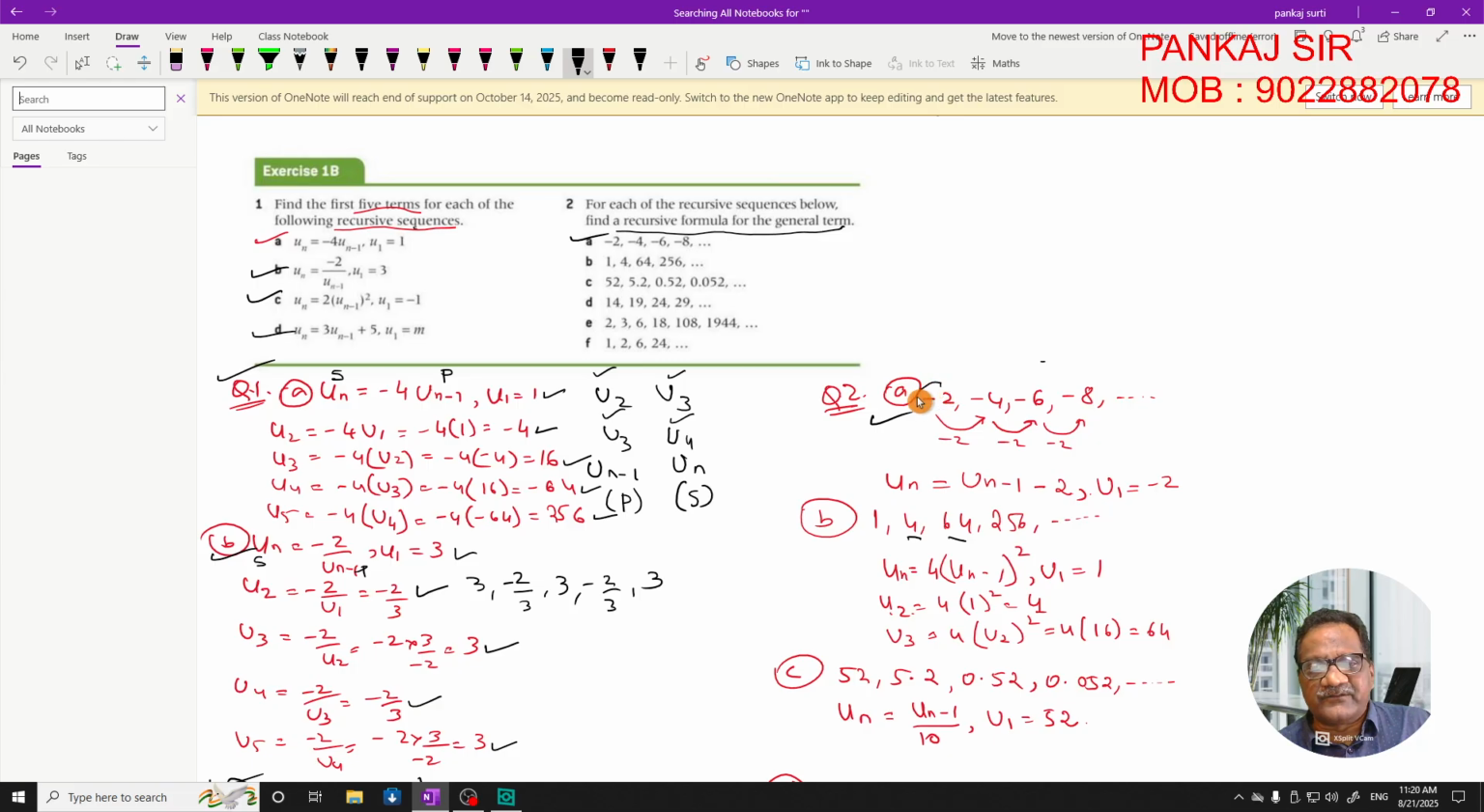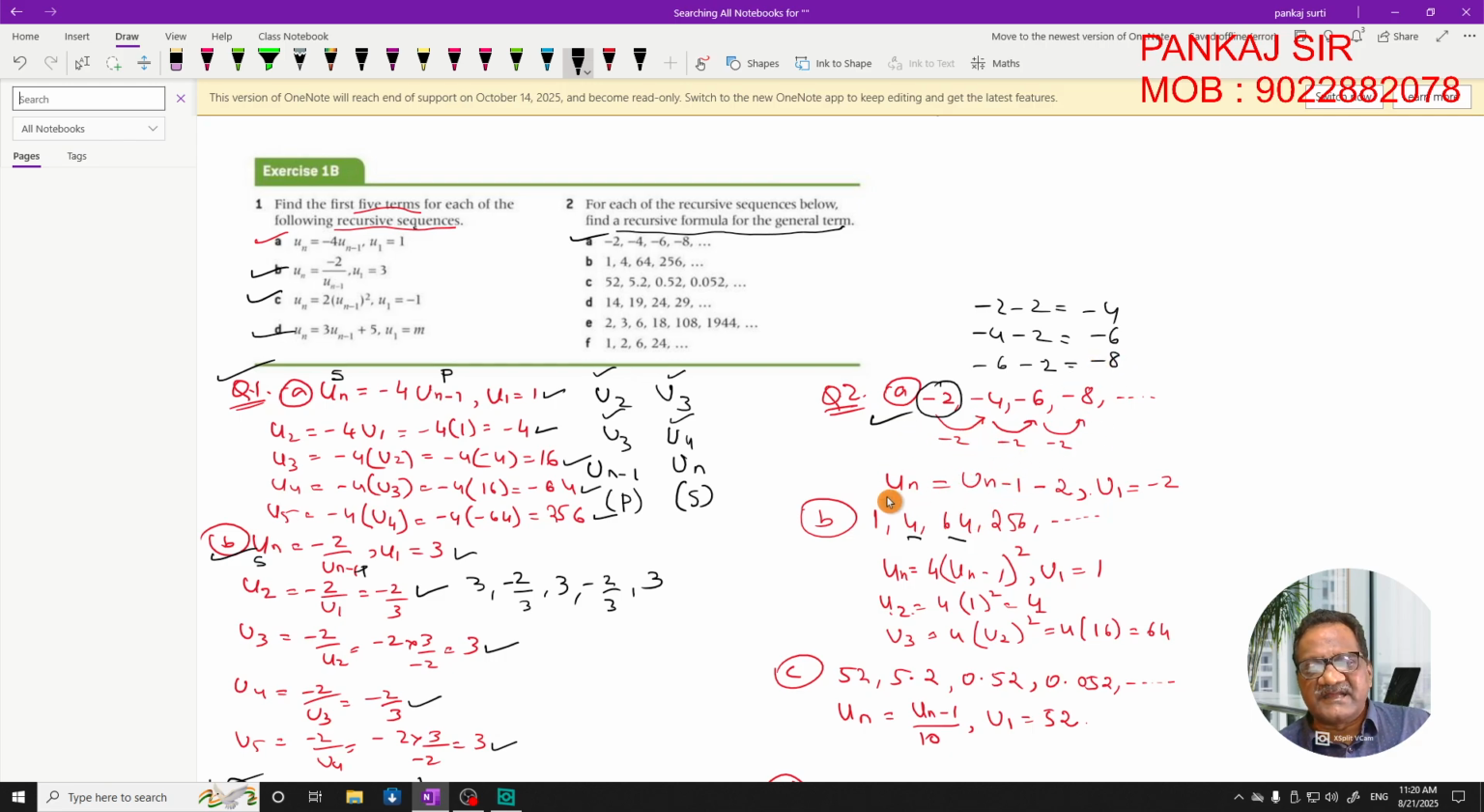So if you take the first term minus 2, and if you add minus 2 to it, you get the next term. Again to minus 4, if you add minus 2, you get the next term. Again to minus 6, if you add minus 2. This is how it works.